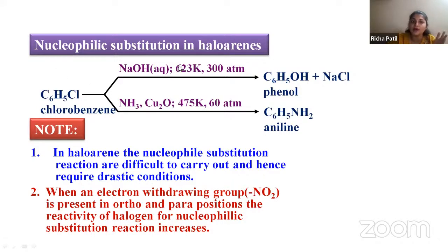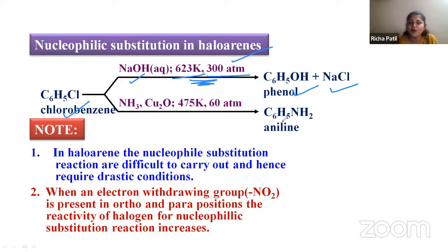So if you want to do some nucleophilic substitution reactions on haloarenes, you have to use some conditions. Okay, so these are some of the reactions with conditions. This is chlorobenzene. From chlorobenzene, if you react with aqueous sodium hydroxide at 623 Kelvin and 300 atmospheric pressure, it forms phenol and NaCl. So nucleophilic substitution in haloarenes will occur, but only after keeping some conditions.